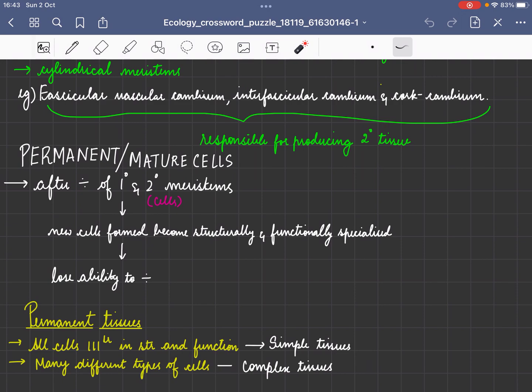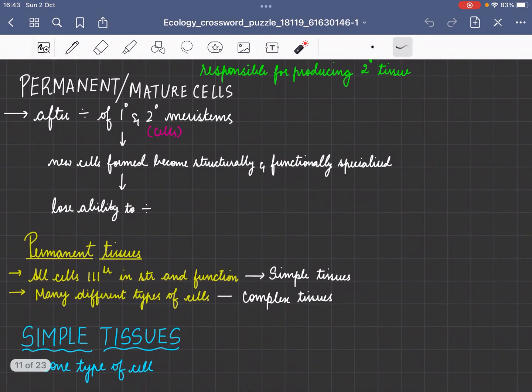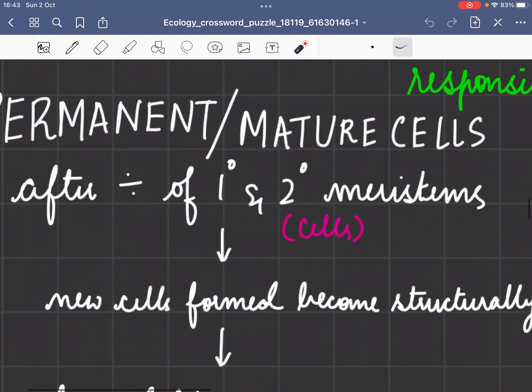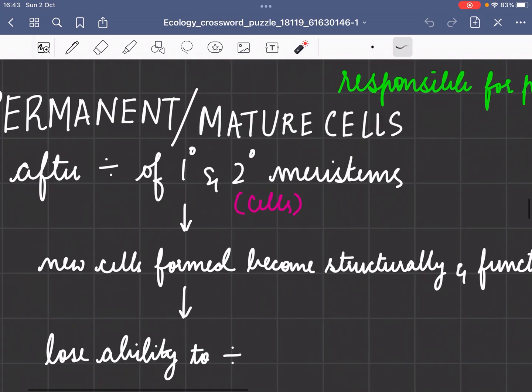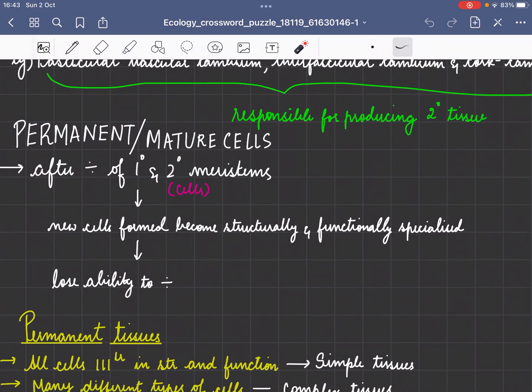After division of the primary and secondary meristems, it's not the whole meristems that differentiate, it's only certain cells of the meristems which divide. Then new cells are formed and they become structurally and functionally specialized. This is important, and they lose their ability to divide. As I told you, the tissues are classified into two types. What were they?